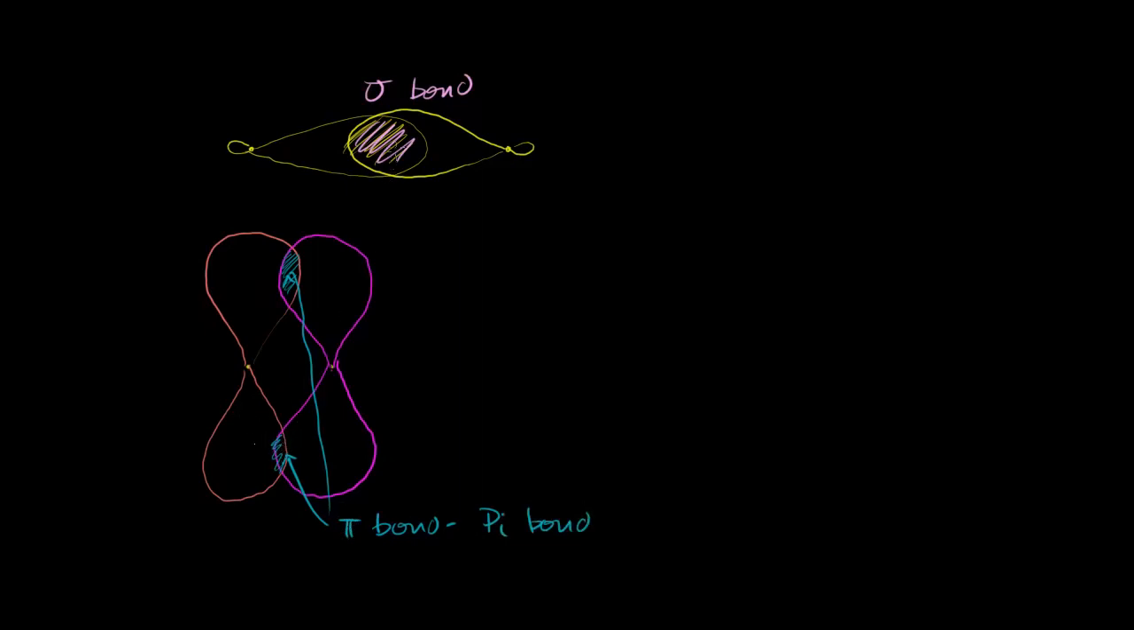Now, sigma bonds, which are what form when you have a single bond, are stronger than pi bonds. Pi bonds come into play once you start forming double or triple bonds on top of a sigma bond. And to get a better visualization of how that might work, let's think about ethene. Its molecular structure looks like this. You have C double bonded to C, and then each of those carbons has two hydrogens.